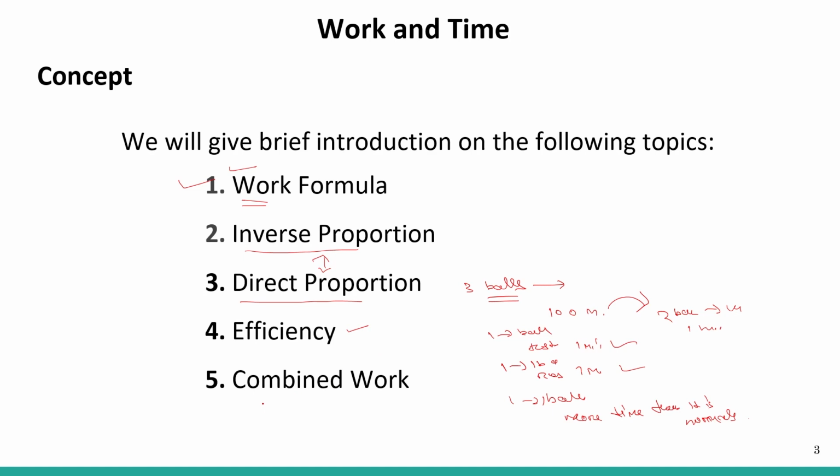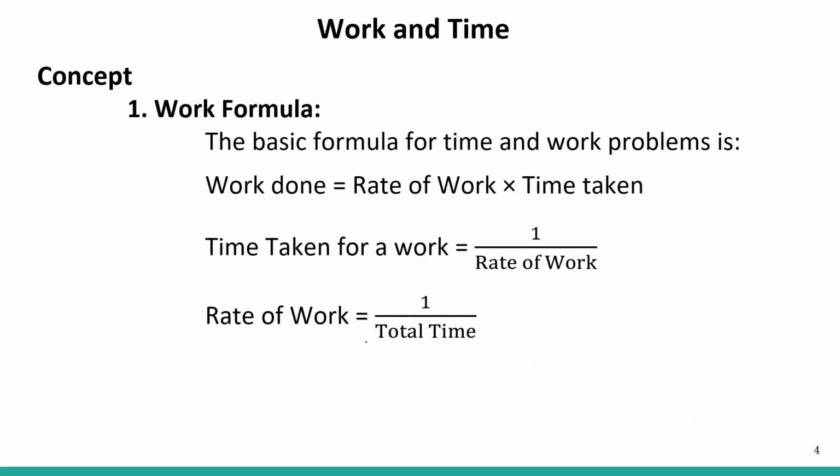We'll also see combined work. If 2 people have different efficiencies and we are given their individual times, how much time will they take combined? These are the concepts we'll learn in this topic: what is the work formula, inverse proportion, direct proportion, efficiency, and combined work. So let's see what the work formula is.